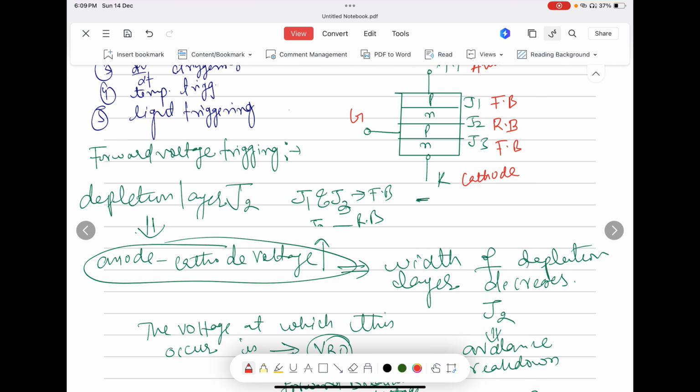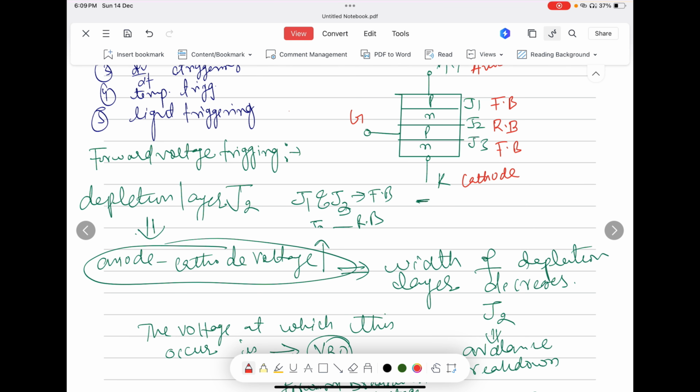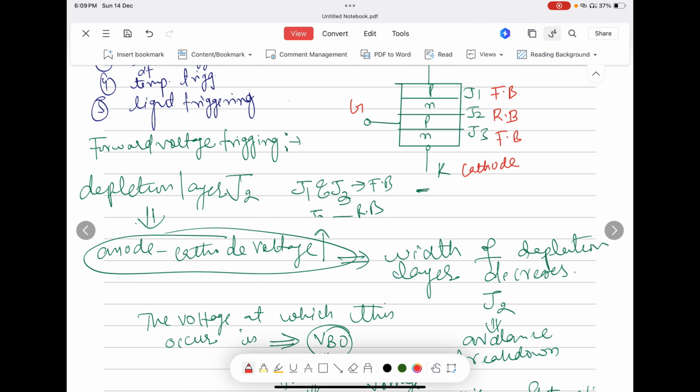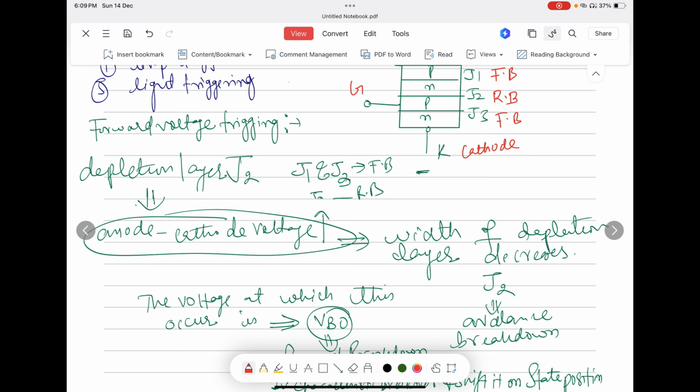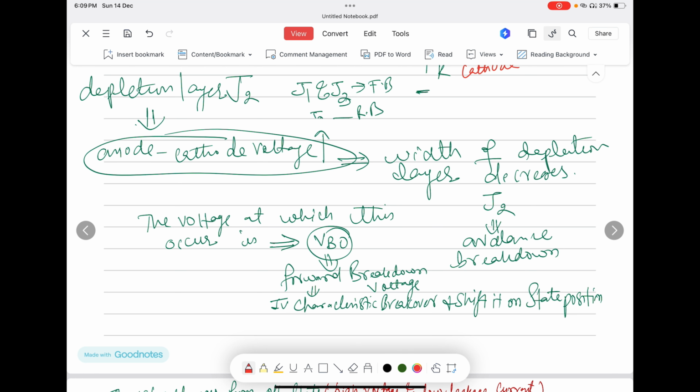When we increase the anode to cathode voltage, the width of the depletion layer of junction J2 decreases. This would lead to an avalanche breakdown and the SCR starts conducting. The voltage at which this occurs is known as the forward breakover voltage. As we have also discussed in the IV characteristics, the graph shifts from M to N suddenly due to this avalanche breakdown.